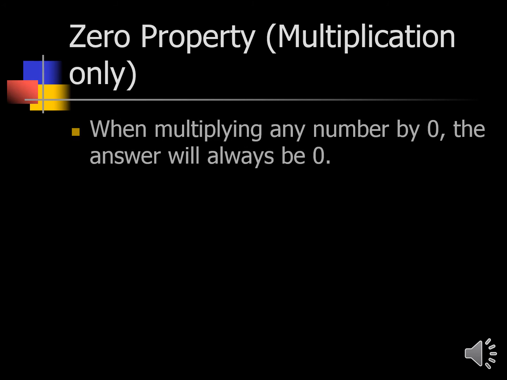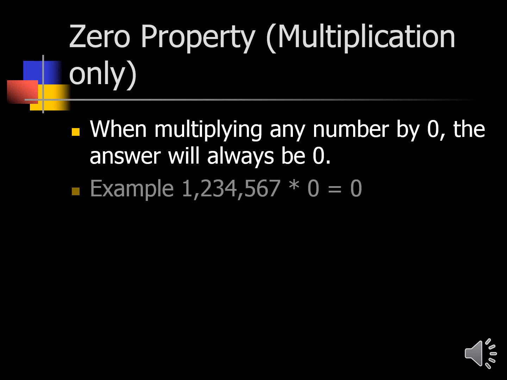The 0 property only works for multiplication. It's probably something you've known since you were in 3rd grade, meaning that when you multiply anything by 0, the answer will always be 0, regardless of what you're multiplying by. Example, 1,234,567 times 0 will always be equal to 0.